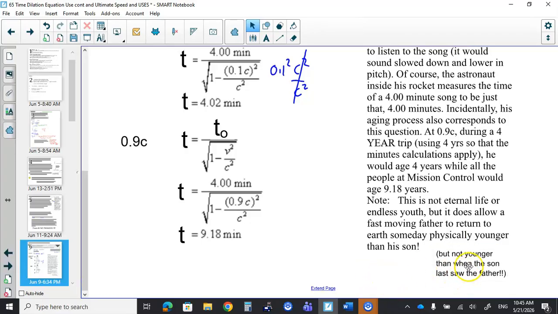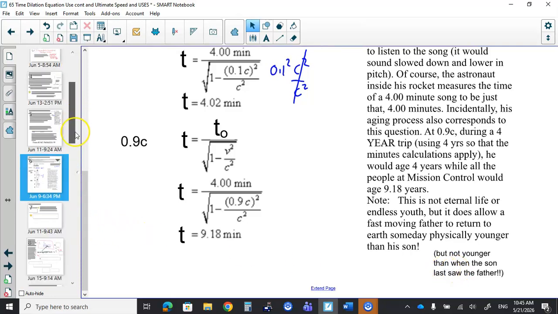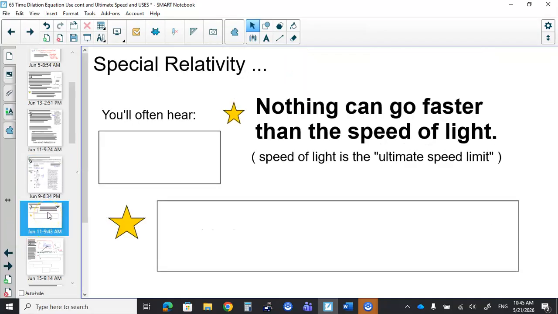Notice that, of course, the father can't end up younger than the son was when they last saw each other, right? It's not time travel. People describe it as traveling into other people's future, right? So you come back and you've only aged 4 years, but 10 years has gone by on Earth, right? So you traveled into other people's future. You've only experienced 4 years of life. It's kind of like time travel, but it's just time travel into other people's future.